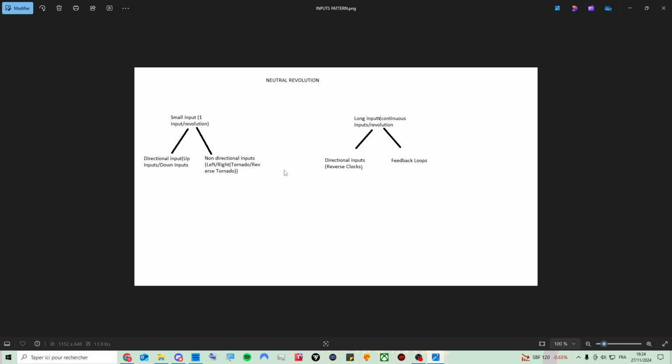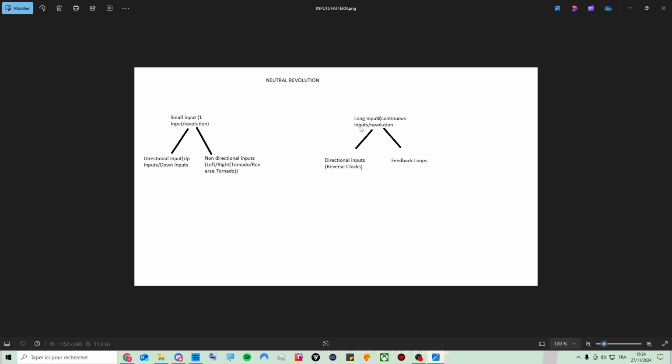We're talking about neutral revolution all the time because that's all that matters when you're learning, right? So basically, there's two families of inputs. There's two kinds of inputs that you're going to make during a revolution. Either you're going to make one input, which I call here small input, which is one input per revolution, or you're going to make long inputs, as in continuous inputs per revolution.